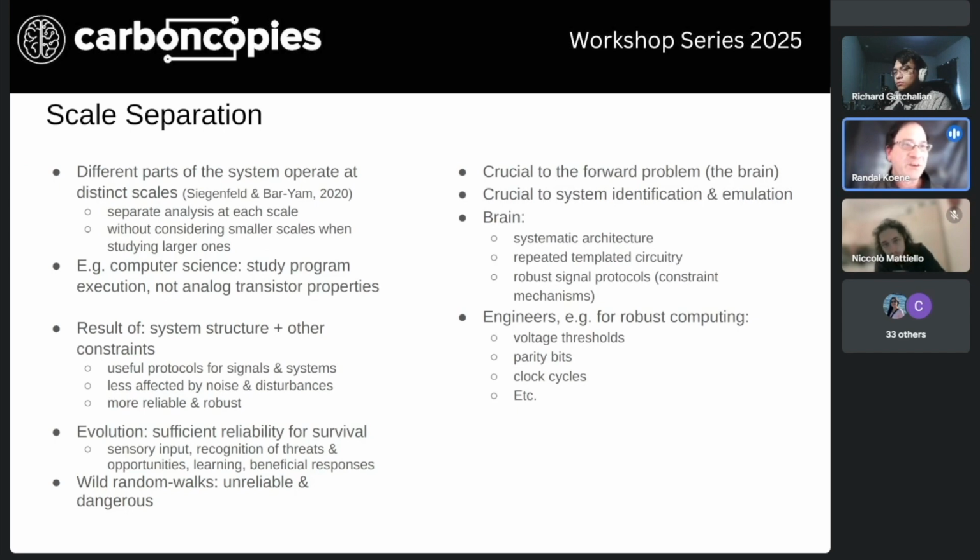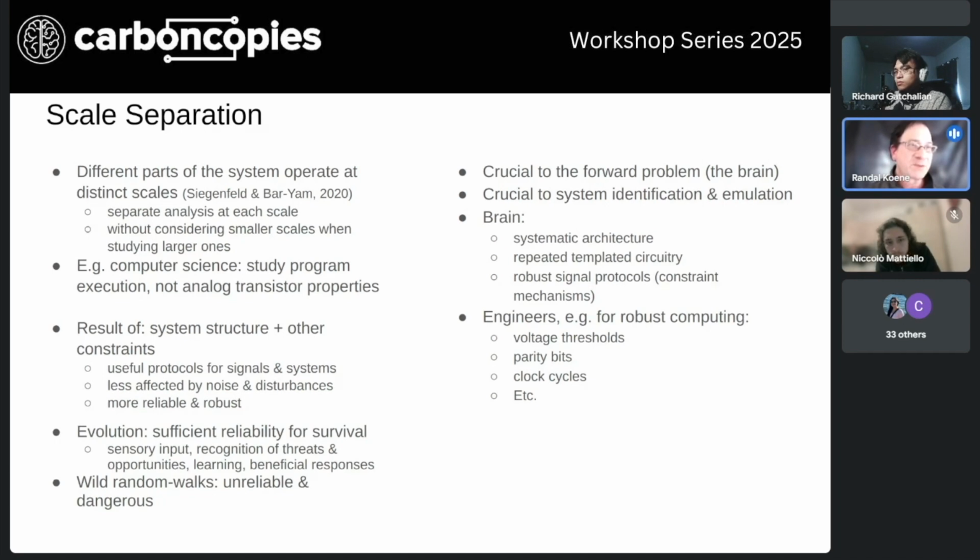As will be explained later, the existence of scale separation is crucial both for the forward problem, the brain, so that it guarantees robustness, as well as for system identification and emulation, which is then theoretically possible and one hopes practically feasible. Unsurprisingly, we find in the brain that there is a large degree of systematic architecture, repeated occurrence of templated circuitry, and an application of robust signal protocols that are enforced by constant constraint mechanisms within each protocol.